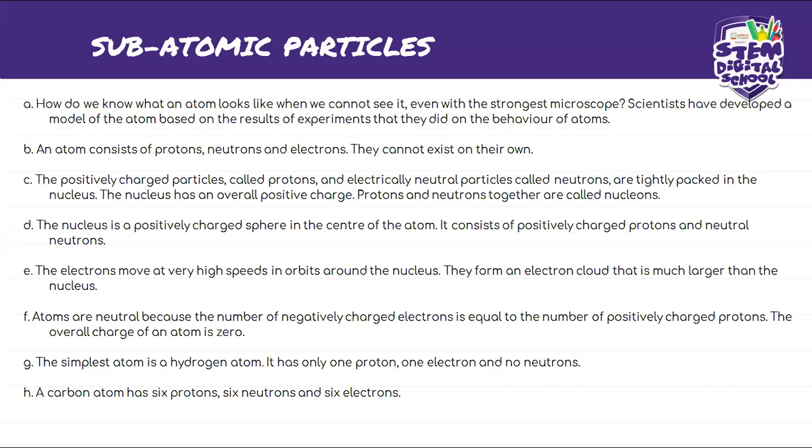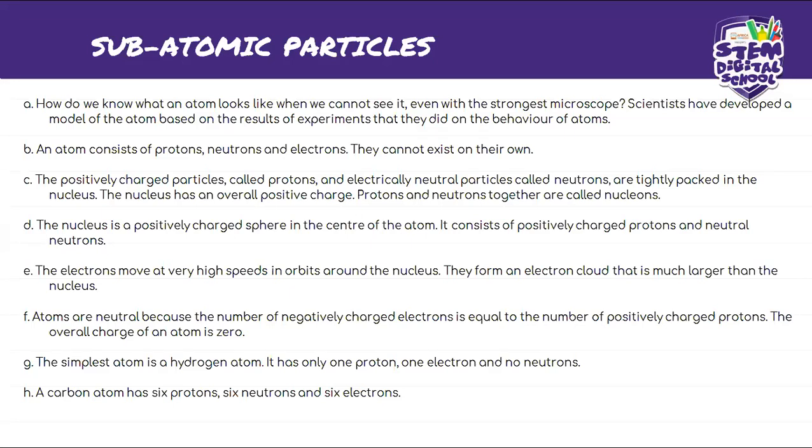The overall positive charge of the nucleus is plus. So when you have plus, plus, minus, zero, and not, it is still going to be plus. It's just like plus 1 plus 0 will give you plus 1. So protons and neutrons together are called what? Nucleons. The nucleus is a positively charged sphere in the center of the what? Atom. It consists of positively charged protons and neutrons.